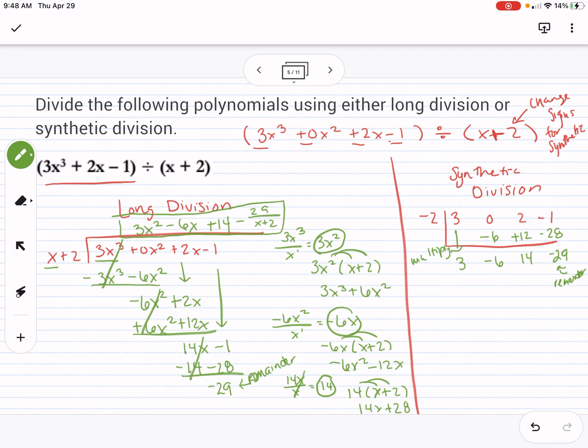Our original problem started with x to the third. When you use synthetic, your answer is going to start one lower. So instead of x to the third, it's going to be x squared. So we have 3x squared, then minus 6x plus 14. The minus 29 is still going to go in our answer, but since it's a remainder, we write it as a fraction. And then whatever we were dividing by goes in the bottom. So the x plus 2 from the original problem goes in the denominator.